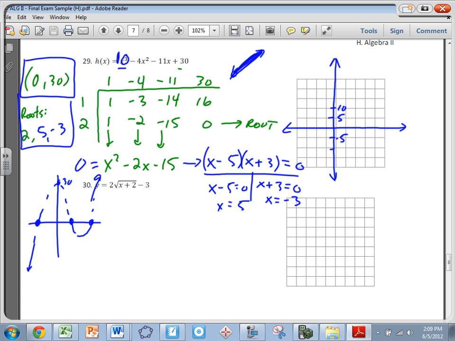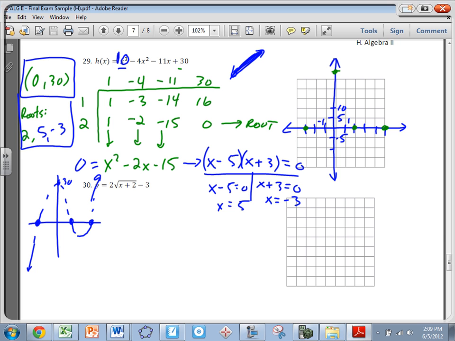Okay, along the x-axis, let's just go by 1s because my roots only range from negative 3 to 5. So I'm going to go by 1s along the x-axis. I start by plotting my roots. I got a root at 2, I got a root at 5, and a root at negative 3. We've got a y-intercept at 30: 5, 10, 15, 20, 25. Up here is 30, so I'll put it all the way up there.